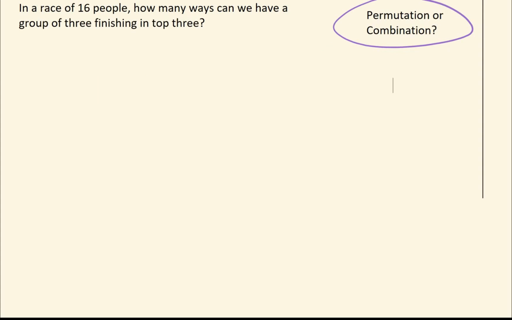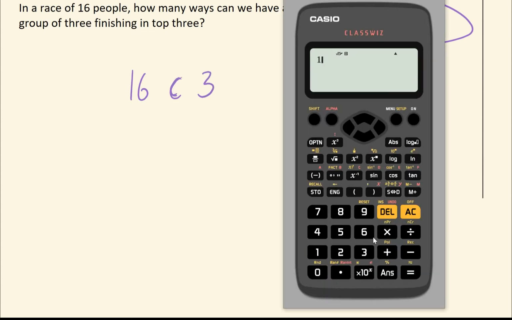Next, pretty much the exact same question, but here we've got a combination. With 16 people, how many ways can we have a group of 3 finish in the top 3? So it's a combination, 16C3. Again, type it into the calculator, and that gives us 560.